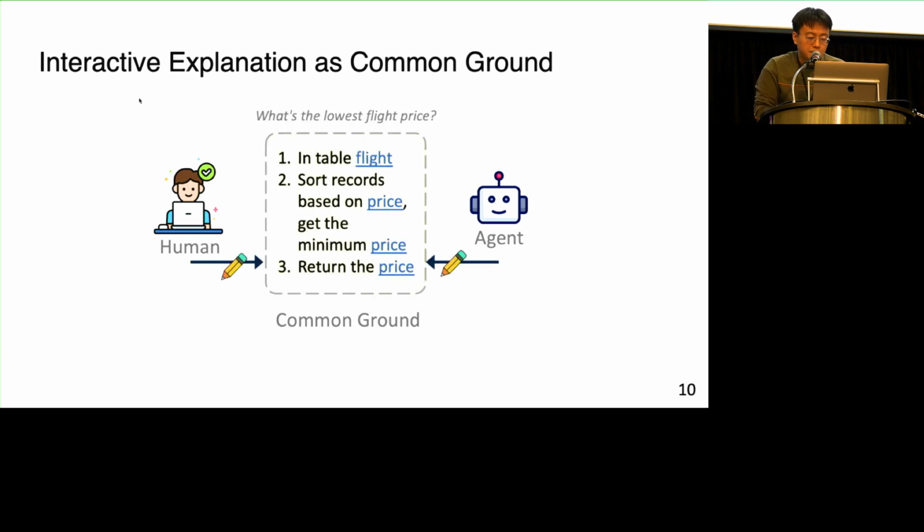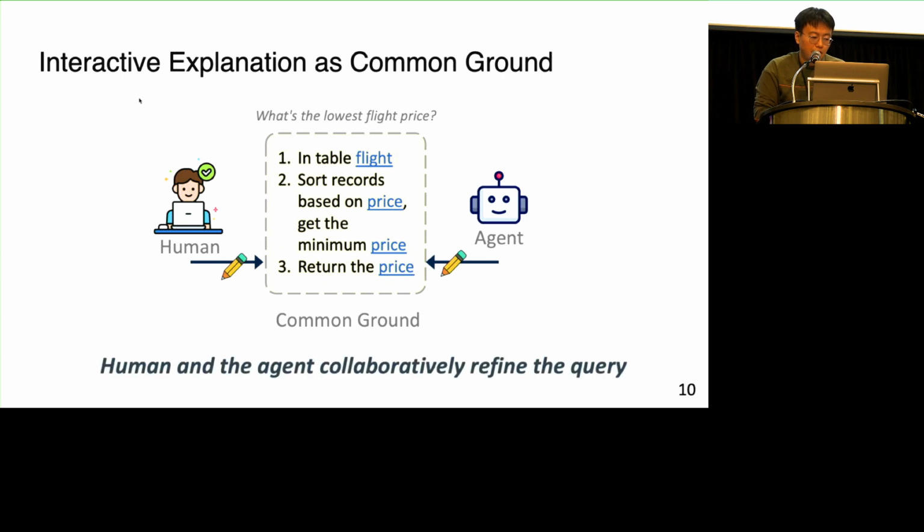These explanations describe the query behavior generated by the agent. It is understandable by both human and agent. The human and agent can communicate with each other by directly editing these explanations and collaboratively refine the query together.